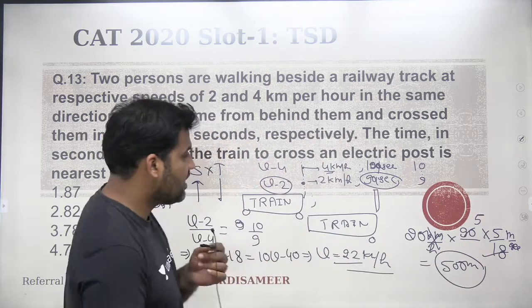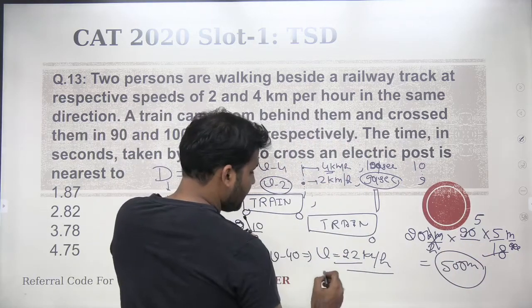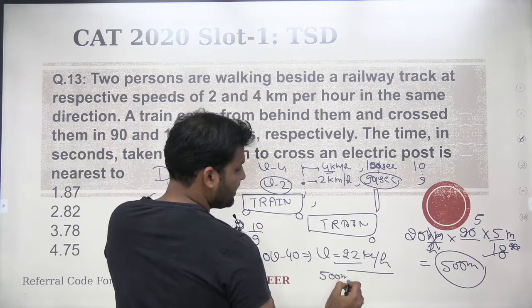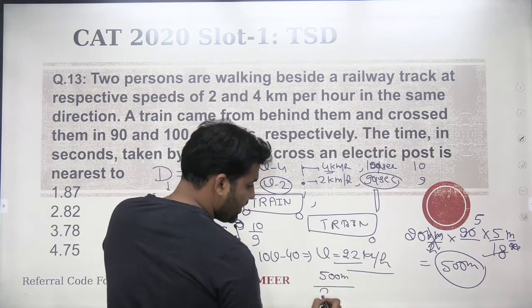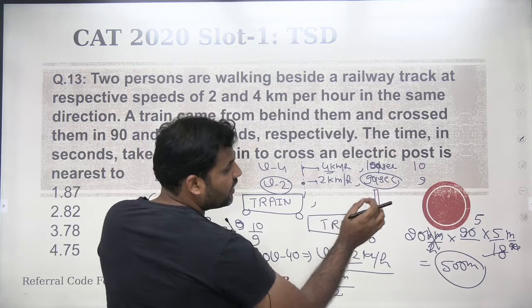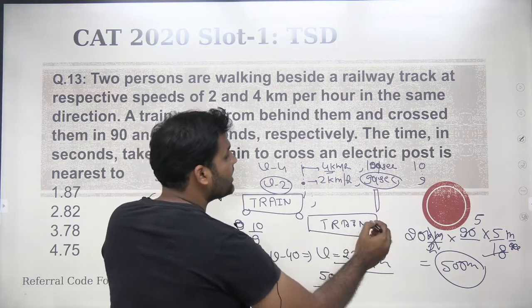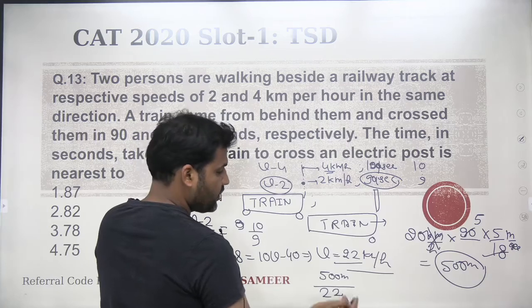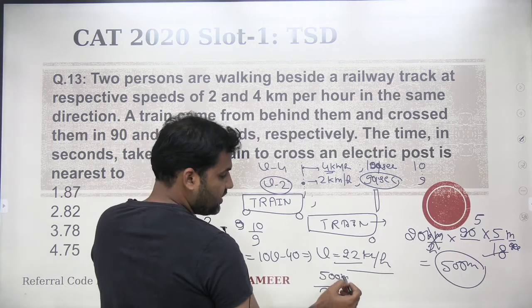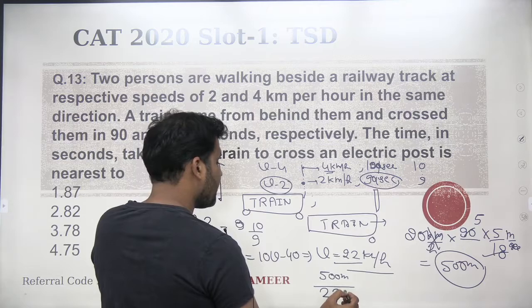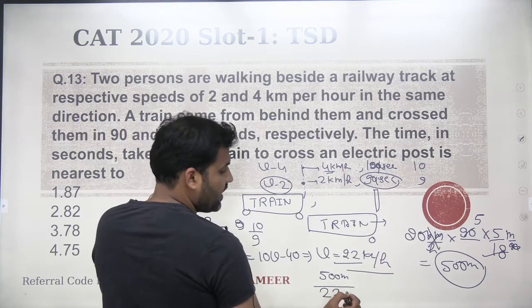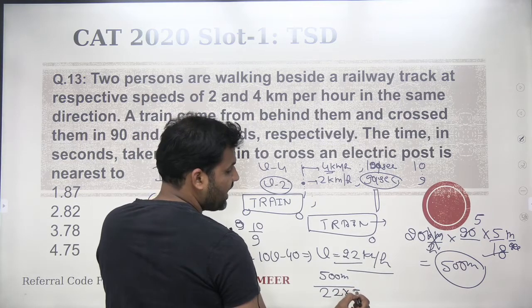Now a 500 meter distance is supposed to be traveled at a speed of 22, because when the train is crossing the electric pole, only the speed of the train will be considered. So 500 meters of distance at a speed of 22 kilometer per hour. Kilometer per hour can be converted into meter per second by multiplying it by 5 by 18.